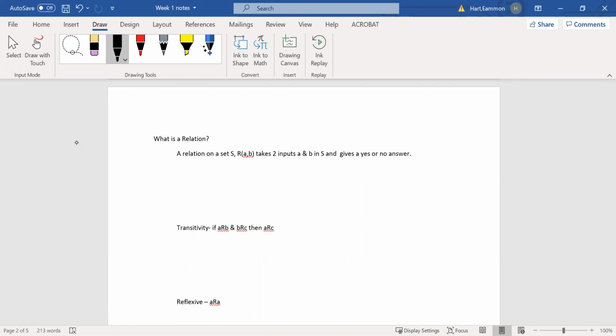Next question we're going to ask ourselves is, what is a relation? This has been hinted at a little bit already. I talked about transitivity in terms of subsets, but a relation on a set S is a function that takes two inputs from that set, so A and B, and then just spits out a yes or no answer.